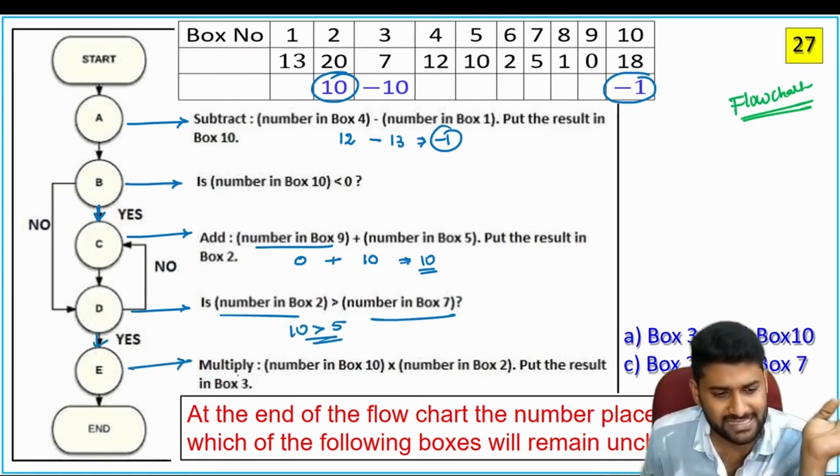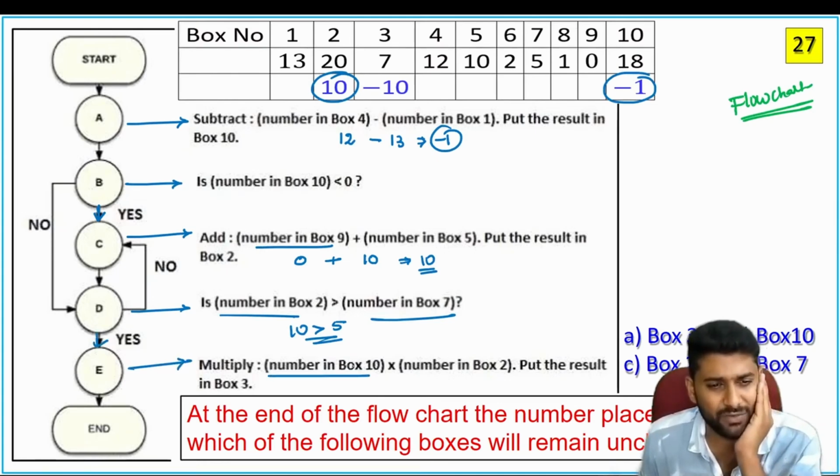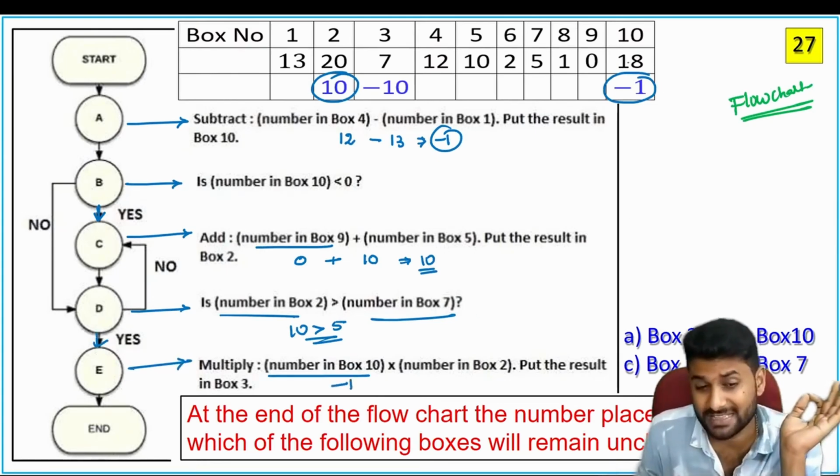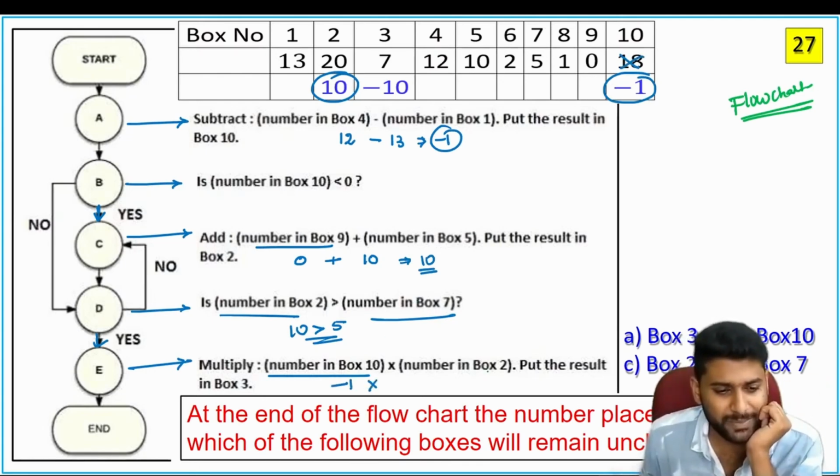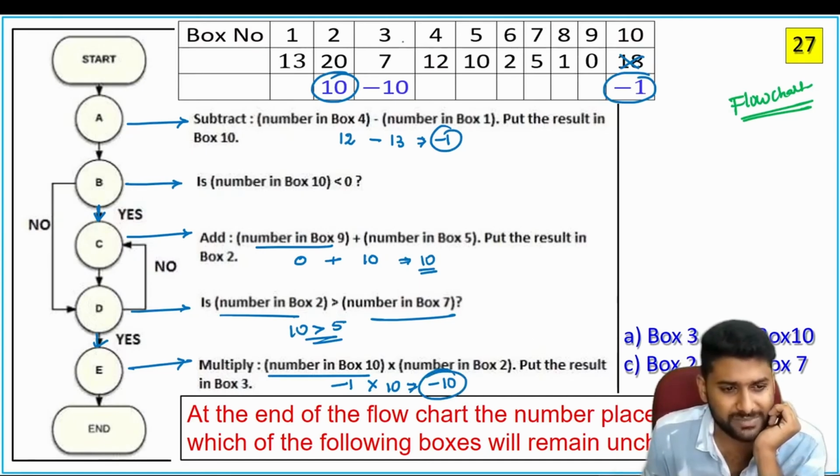Move towards E. E says multiply the box number 10 value. What is the box number 10 value? It is minus 1, guys. Now you have to take the new values, not the previous values. Minus 1 is multiplied by box number 2. What is box number 2? 10. If minus 1 is multiplied by 10, its value becomes minus 10. Now you have to place that number in box number 3.